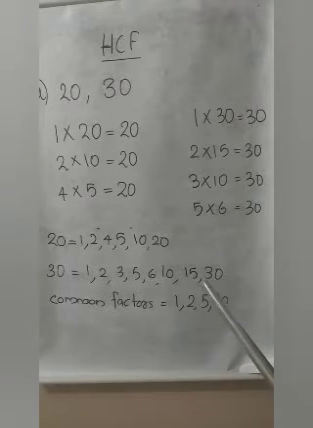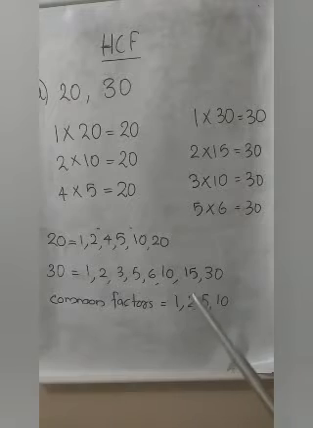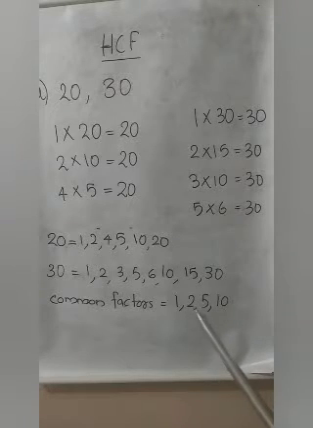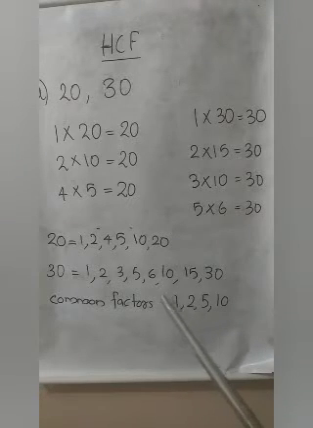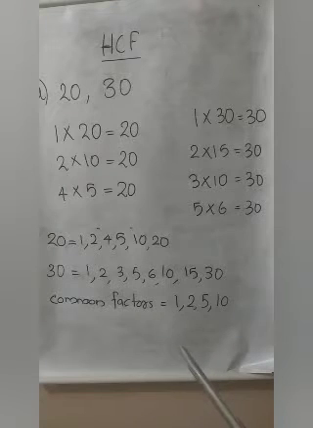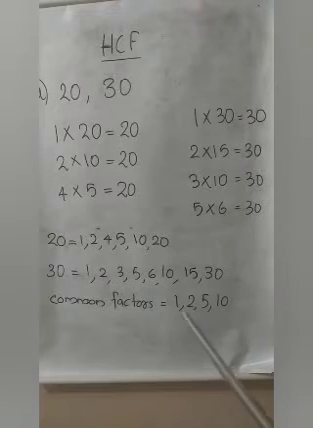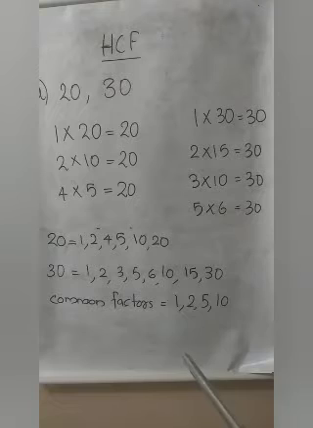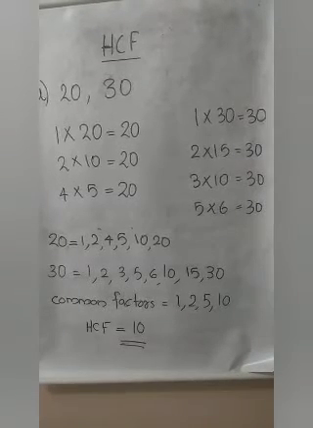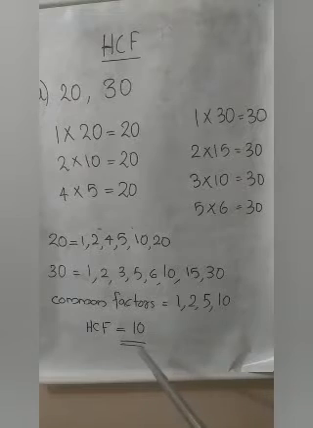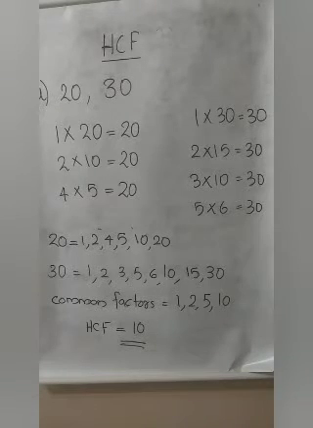This method is based on finding factors. That means first we found the factors of the given numbers. Then from that we found the common factors and then we found HCF. So the HCF is what here? We got HCF 10. So the HCF of 20 and 30 is 10. Now if in the other method also you find HCF, the answer will be the same.